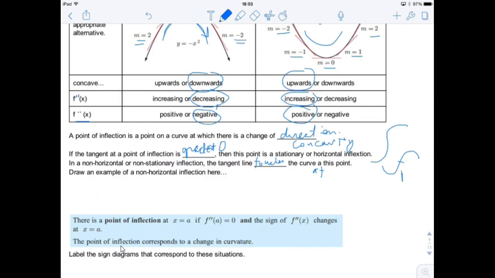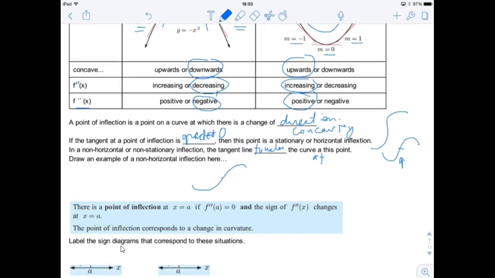Oh, I just kind of did there, right? That's a non-horizontal inflection. A horizontal inflection would be like this. Right there. At that point, it's horizontal. One other option is saying gradient 0 is horizontal. That's the word I was searching for, horizontal.